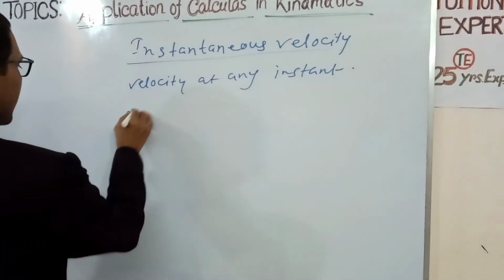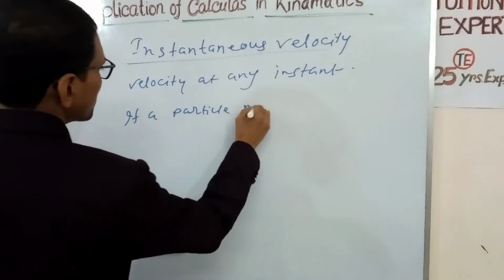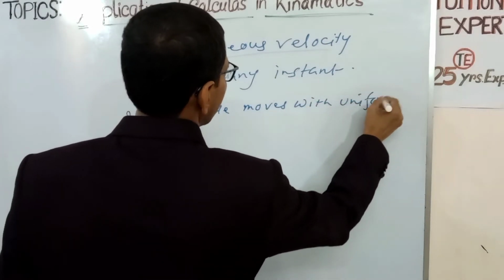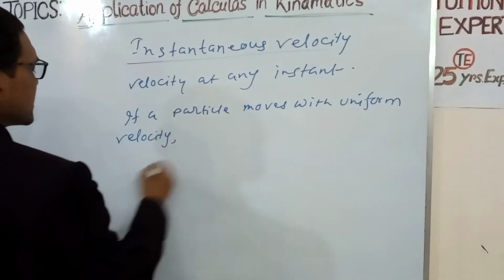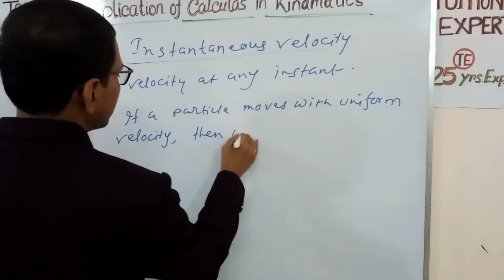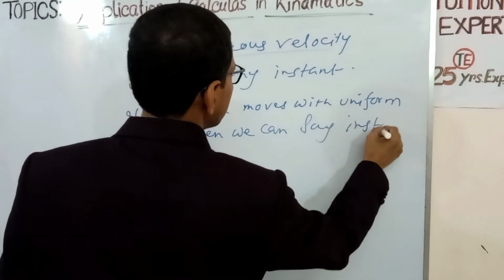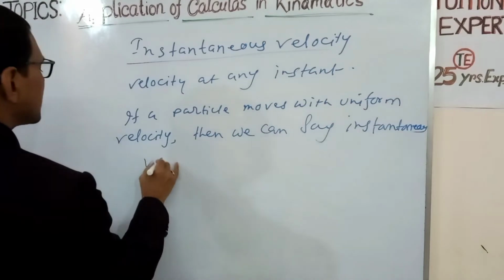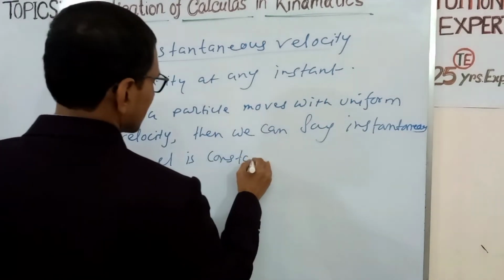That is, if a man or particle moves with uniform velocity, that means velocity constant, then we can say instantaneous velocity is constant throughout the motion.